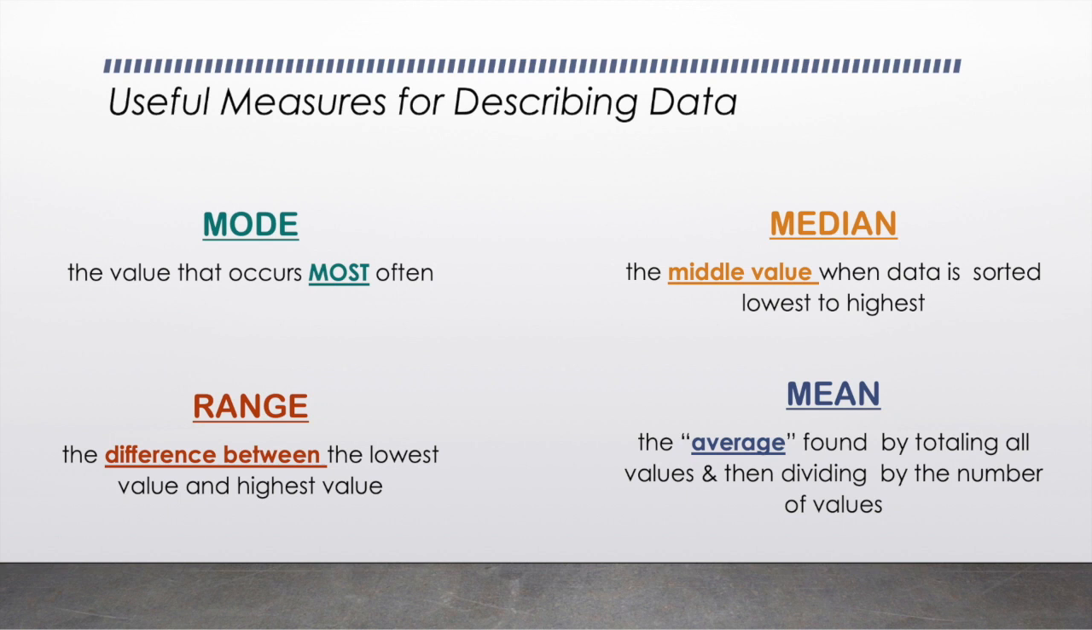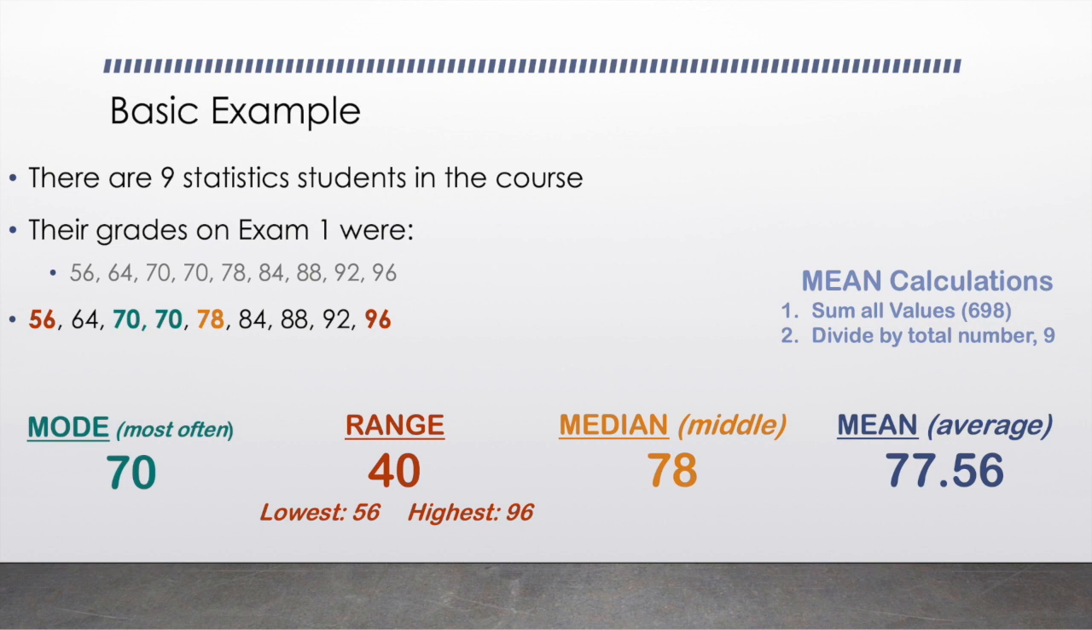So again, I'm going to start with just a very basic example here. Let's suppose we have 9 statistics students in our course, and the grades on their first exam are as follows: 56, 64, 70, 70, 78, 84, 88, 92, and 96. So let's determine our measurements of location using mean, median, mode, and range.